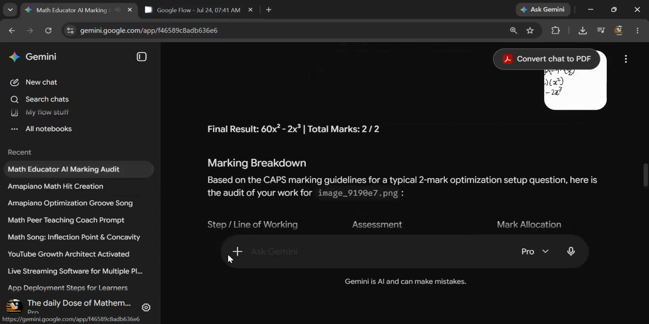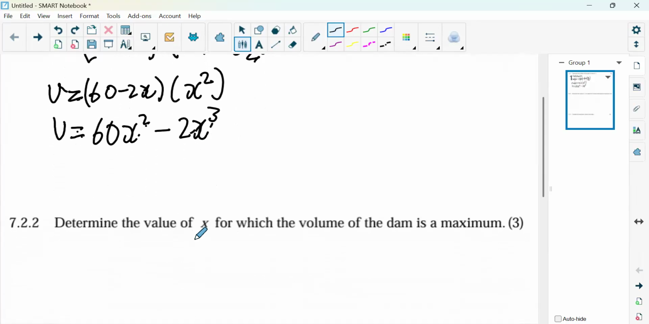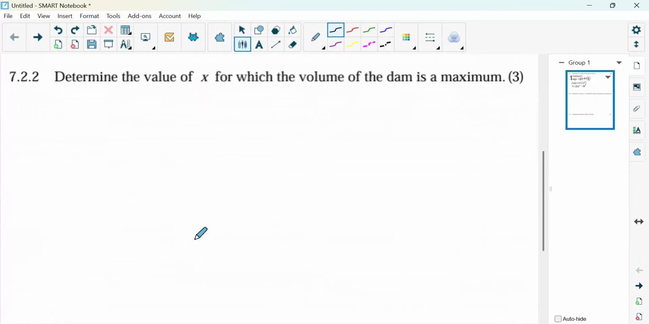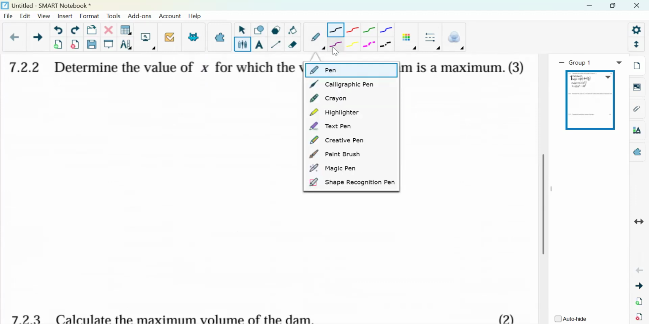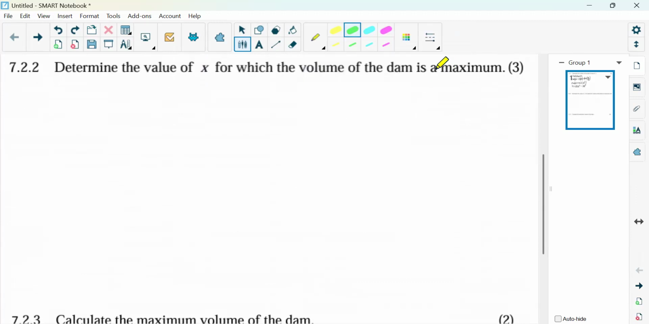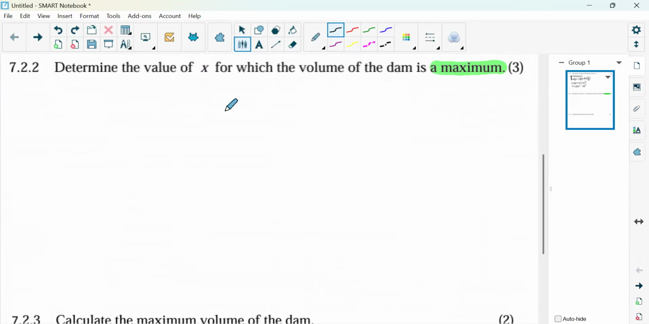Okay, let's go to the next question then. What are we doing in the next question? In our next question, we are determining the value of x for which the volume of the dam is a maximum. Keyword, highlight that keyword, maximum. Guys, once you see these keywords, maximum or minimum, you should associate them with differentiation. Even if you don't understand what's going on, just remember that once you see the word maximum or minimize, they're associated with the derivative.